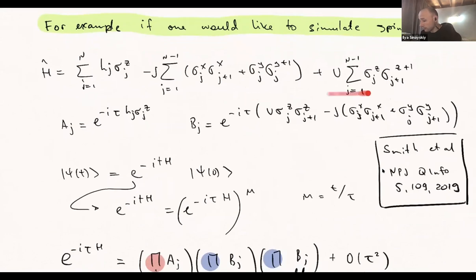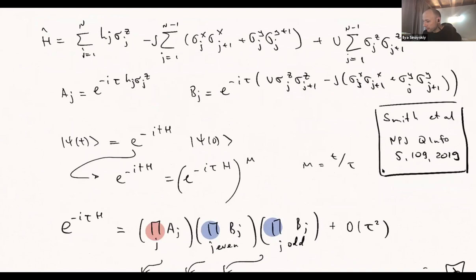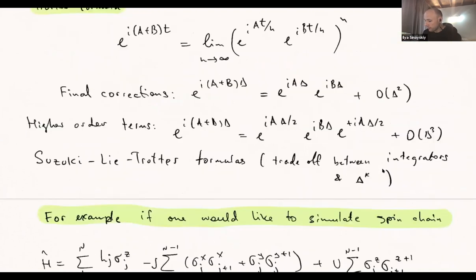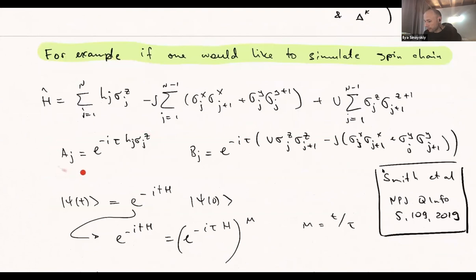If we want to simulate, for example, a spin chain, which looks like this, a pretty standard spin chain, you have some Hamiltonian of individual magnetic fields. You have couplings between X, Y, and you have a separate Z coupling. What you can do is separate into two types of terms. You can separate the A_j. Why do you want to separate the A_j? Because they commute with each other, and so you can implement them simultaneously on the circuit. And you get the B_j, which are all coupled terms.